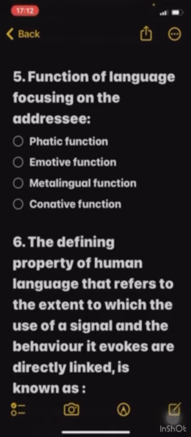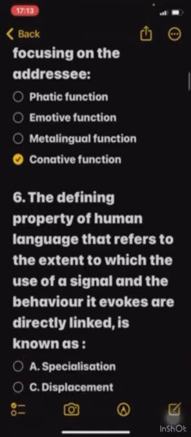So: phatic, emotive, metalingual, conative.